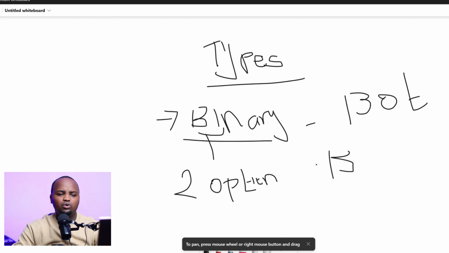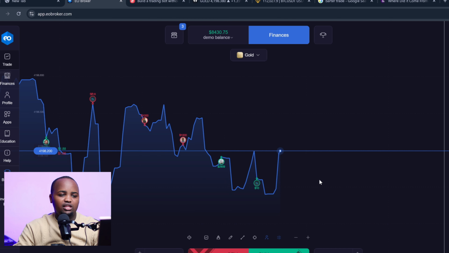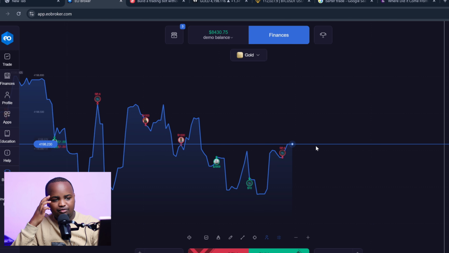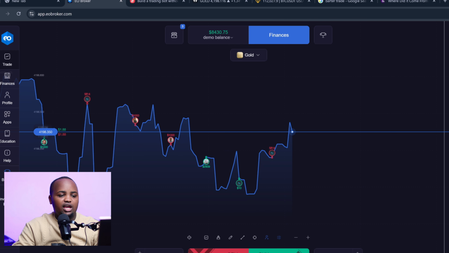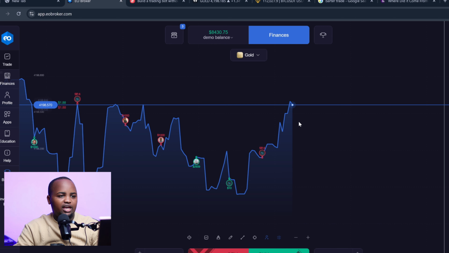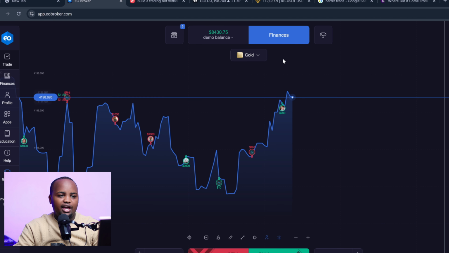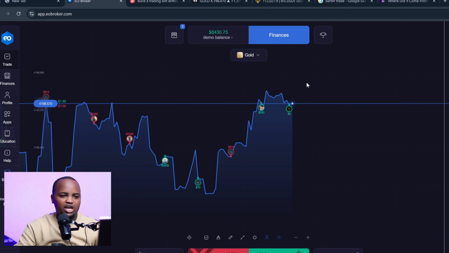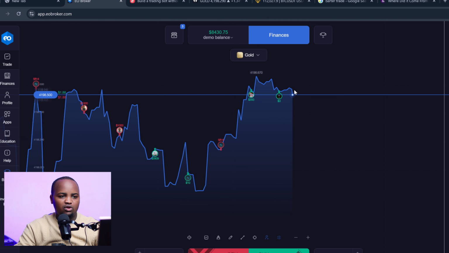Binary is divided by two, like you have to make two choices here. There's no other. And the difference between these, let's for example select this, because this market is actually gold, and you can see how the gold prices are moving. I don't want you to get confused. So this tells you how the market is.